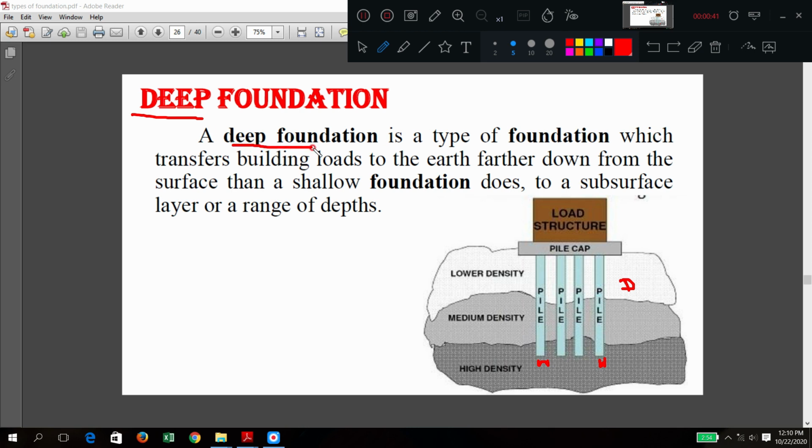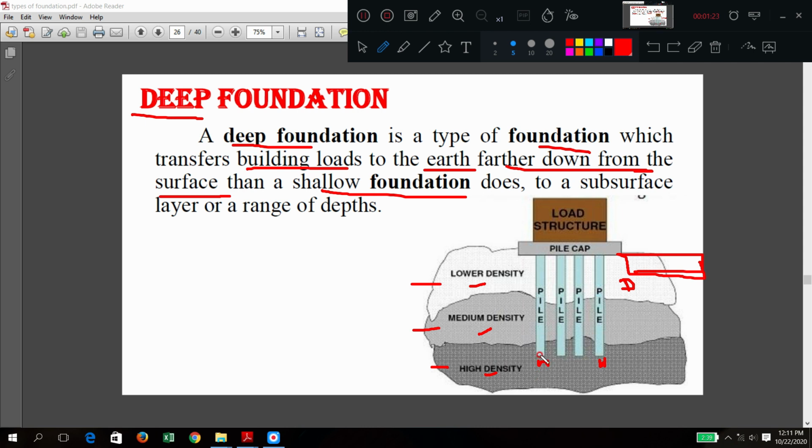So here deep foundation is a type of foundation which transfers the building loads to the earth further down from the surface than a shallow foundation. If you are constructing a shallow foundation, they may be up to this depth only. But these will transfer to a larger depth. Here lower density soil, medium density, high density, means rigid, normal, poor. Like this it will transfer all the loads to the rigid strata if it is a bearing type of deep foundation.